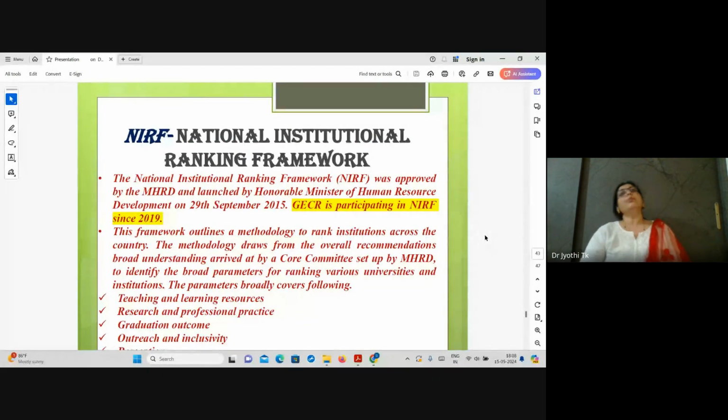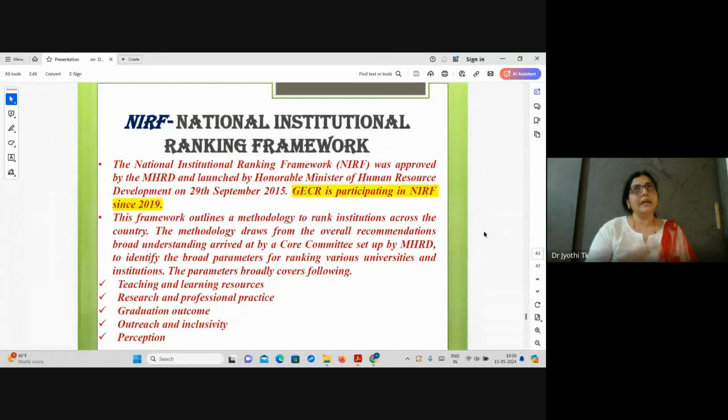Then we do participate in the National Institutional Ranking Framework. We have not got a rank, but we are participating regularly since 2019. It was established in the year 2015, but we are participating so that we get to know what the parameters are and what the lacunas are that we need to fill. What are the gaps that we need to fill? That is teaching and learning resources, research and professional practices, graduation outcome, outreach and inclusivity, and perception.